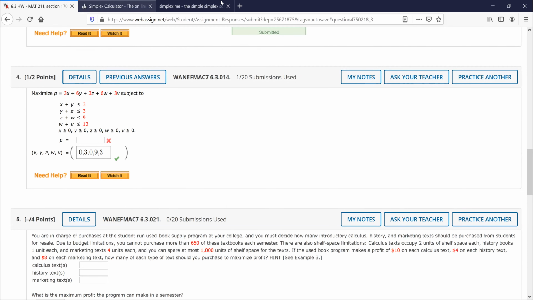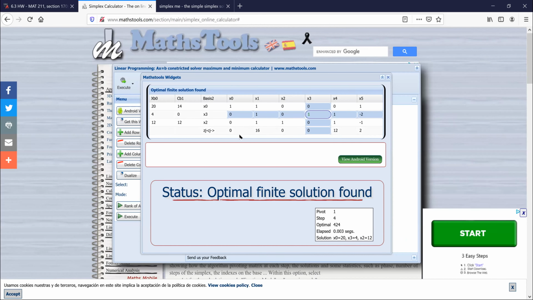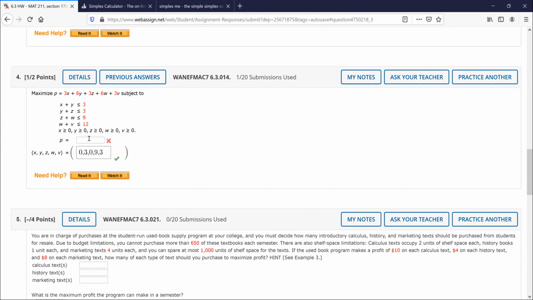So I would probably ask my instructor, hey, Mr. Instructor, how do I do number 4 using this calculator? Because this one may be more complex to be able to do it.